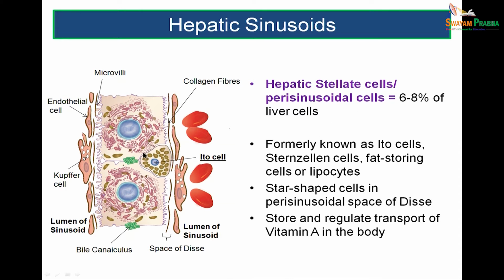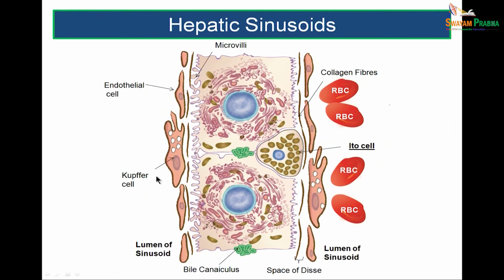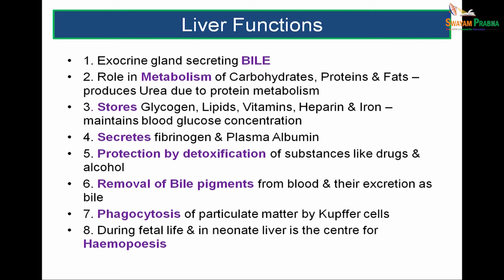They lie in the space of Disse between adjacent hepatocytes, and they store and regulate transport of vitamin A in the body. So, that is your hepatic sinusoids on both sides. These are the RBCs in the blood sinusoids, the sinusoidal surface of the hepatocyte, the Ito cell in the perisinusoidal space of Disse, the endothelium, Kupffer cells, and this is the hepatocyte with a sinusoid on the other side as well. Let us briefly go through liver functions.